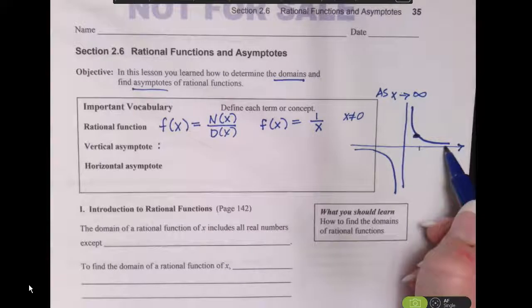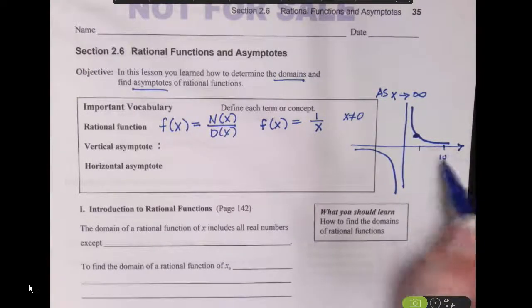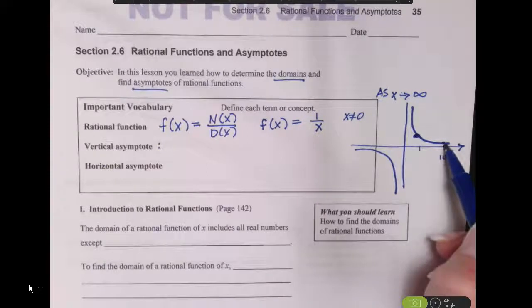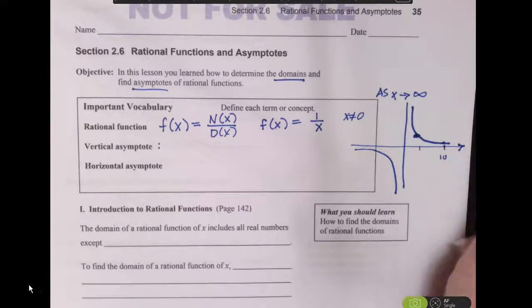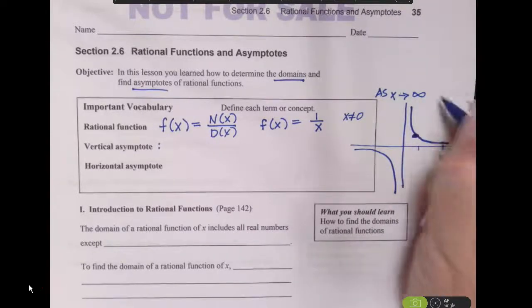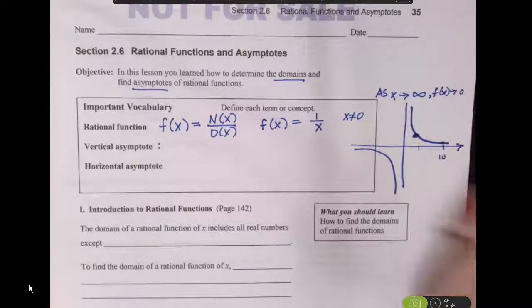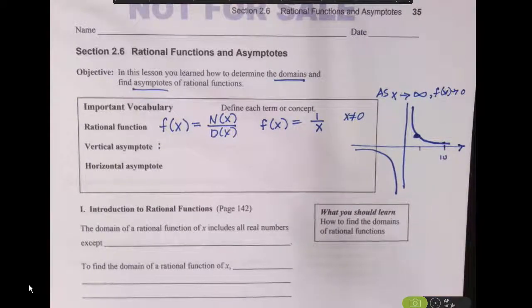But as we go, say x is 10, then we have 1/10. So our point gets really, really small. As we go to 100, 1/100th, 1/1000th. It's just as x approaches infinity, f of x approaches 0. But even when x is 1,000,000, 1/1,000,000th is still not 0. You're going to get very, very close to 0, but you're never going to actually get there.